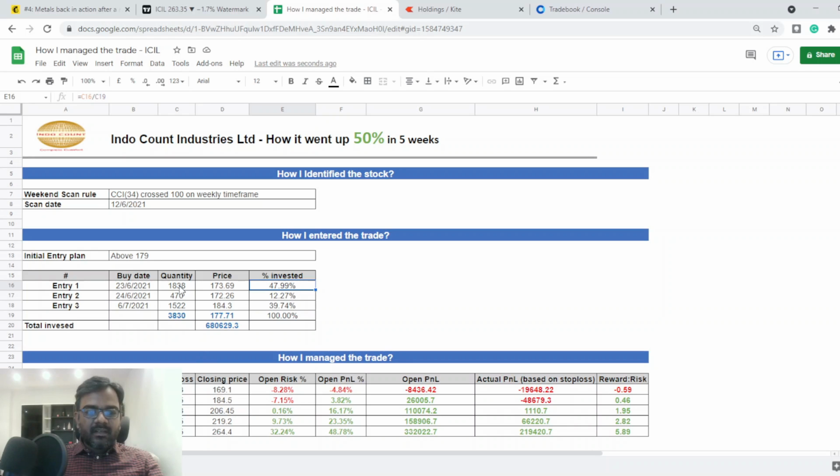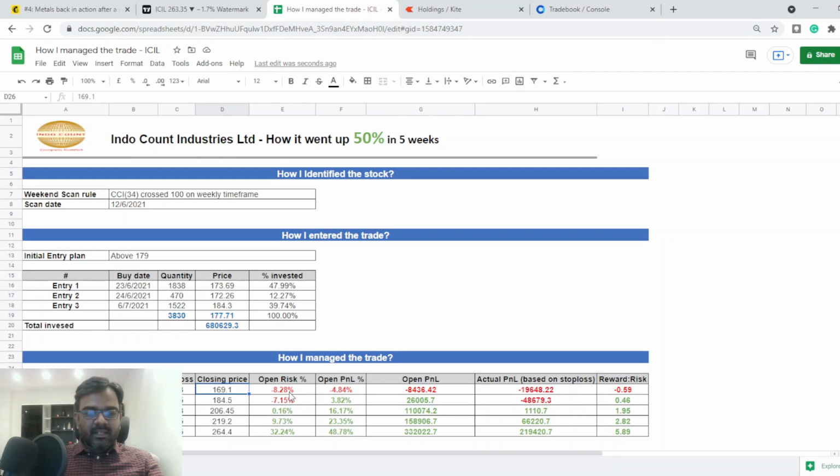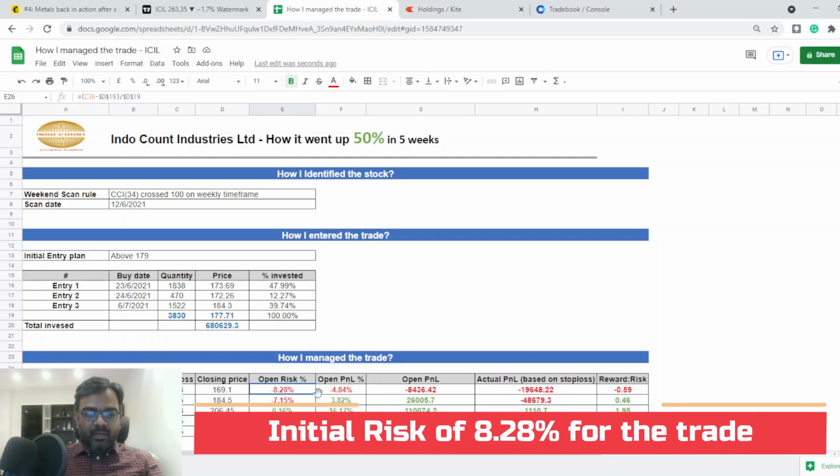163 minus 173 into 1838 is the risk that I'm carrying on that trade, right? So if on the 23rd of June, let's say on the 24th of June, it came and hit my stop loss, then I'd be losing 18,380 rupees, right? But on that day, what is the closing price? It closed at 169.1. The close is here. So 169.1. So as of that day, my open risk was 8.28%.